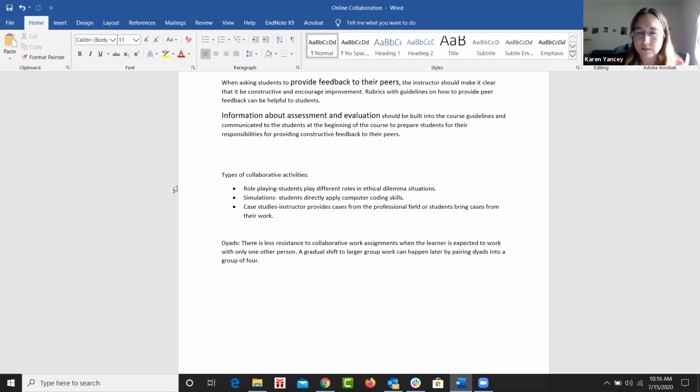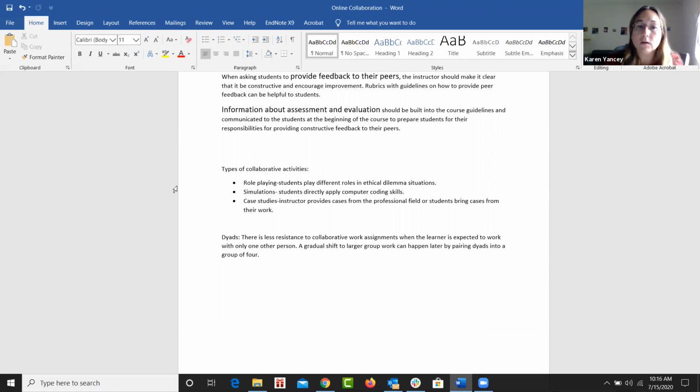Types of collaborative activities that you can include in your class include role playing, in which students play different roles in an ethical dilemma. Simulations, in which students directly apply skills they've learned, such as computer coding skills, how to solve a problem. And they can include case studies. Instructors provide cases from the professional field, or they can even encourage classmates and students to bring cases from their own work experience to be discussed as a case study.